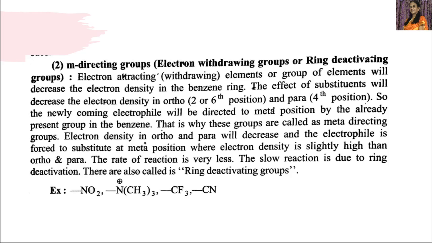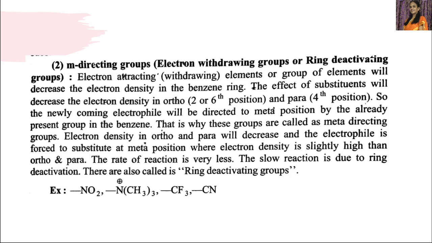Now, these electron attracting or withdrawing groups, that is atoms or groups of atoms, will decrease the electron density in the benzene ring. So the effect of substituents will decrease the electron density in ortho and para positions. Ortho, that is second and sixth position, and para is fourth position. So the newly incoming electrophile will be directed to meta position.